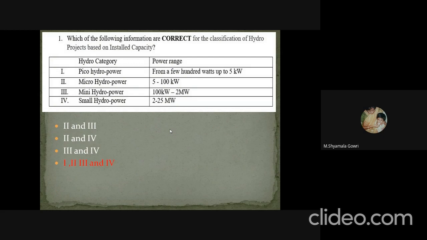So, which of the following statements are correct for classification of hydro projects based on installed capacity? We have four: pico, micro, mini, small. In that, the power ranges are given. Pico means a few hundred watts up to 5 kilowatts. For micro, 5 to 100 kilowatts. Mini, 100 kilowatts to 2 megawatts. Small, 2 to 25 megawatts. It is correctly matched. The 1, 2, 3, 4 all are correct.